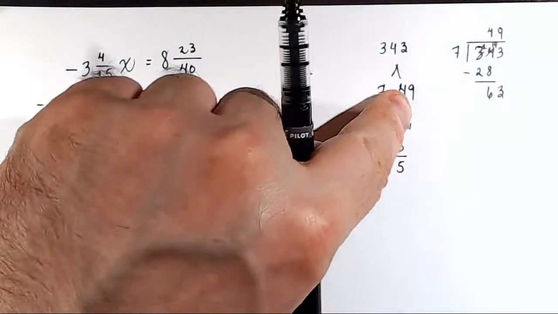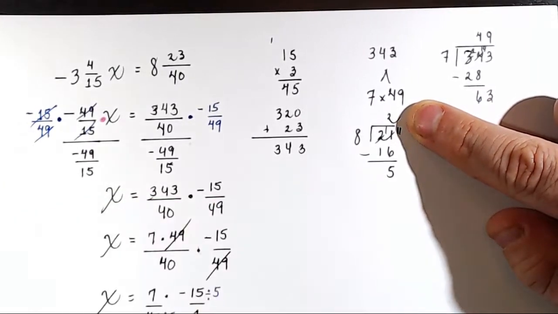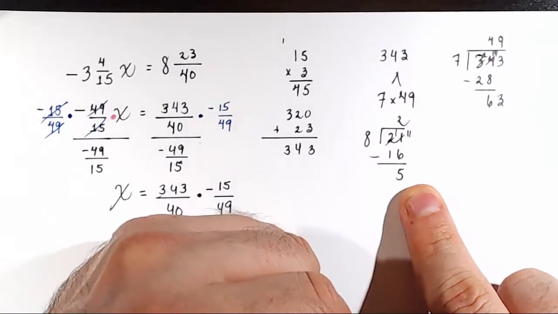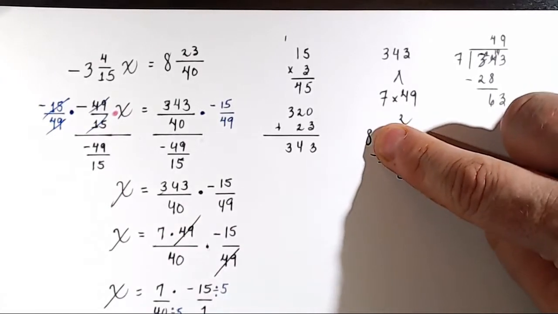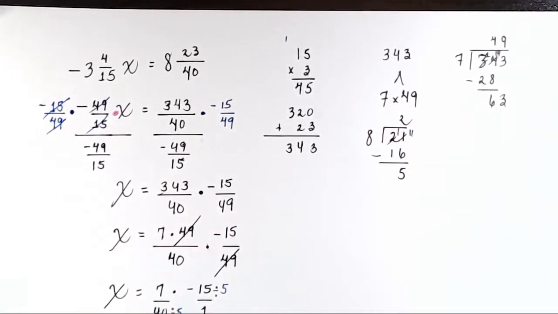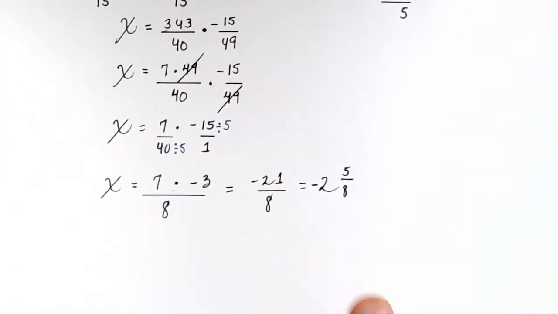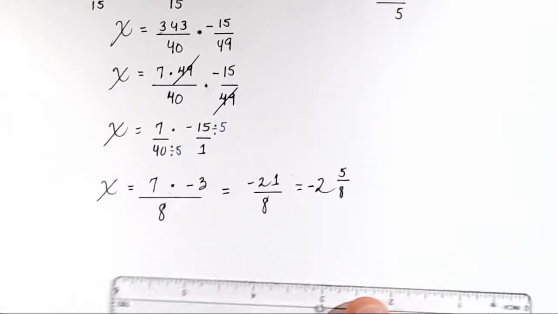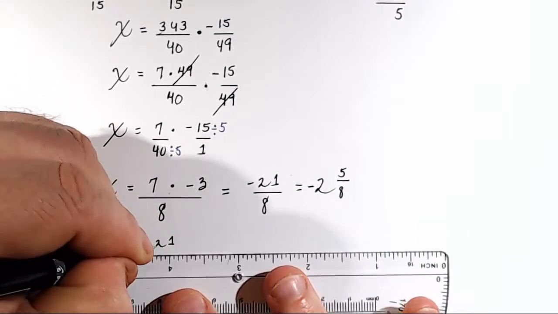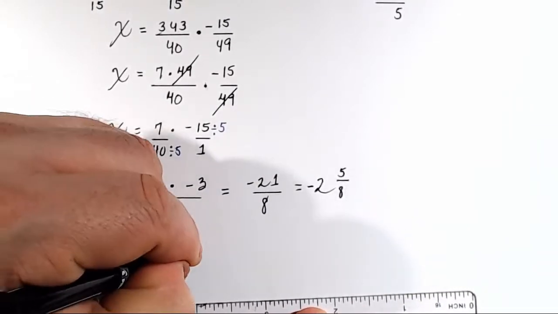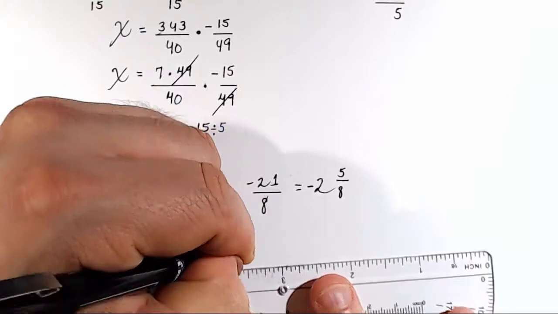When you see this, you put the quotient that you get as the whole number. So this is 2. And then you put the remainder as the numerator. And then you put the divisor as the denominator. And remember, this was negative, so we put negative 2 and 5/8. Okay, this is negative 2 and 5/8 right here. That is what x equals. X equals negative 21 over 8, which is equal to negative 2 and 5/8.